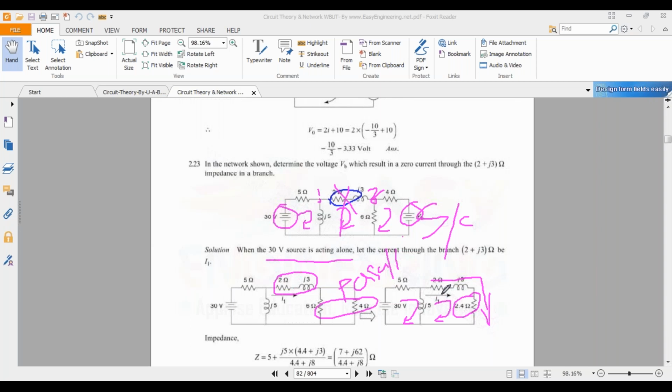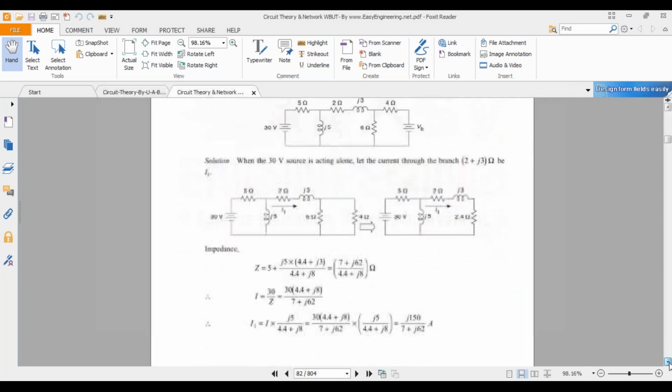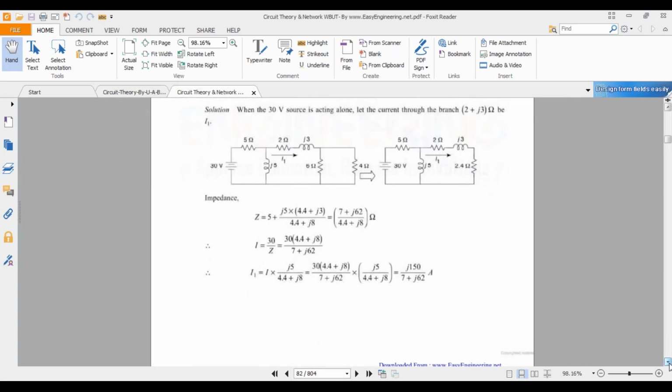But keeping in mind that now, I'd say addition and subtraction are to be done in rectangular form, and multiplication and division are to be done in polar form. I will show you.